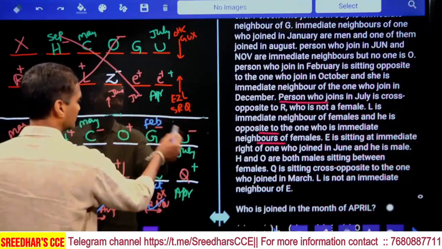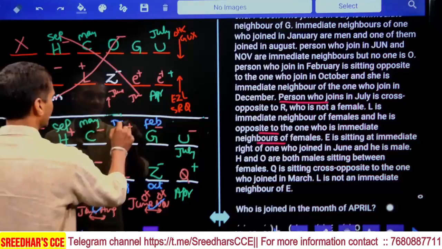Feb. And Feb is adjacent to whom? December. Now this person joined in December.